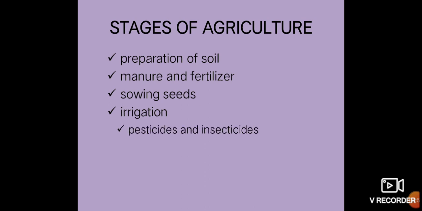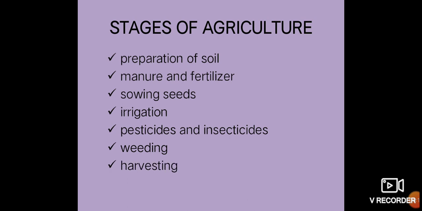The next step is spraying insecticides and pesticides to protect the crop. And then weeding. Already you know that weeding is the process of removing unwanted plants from the field. And then the matured crops are cut and gathered. This process is called harvesting. After harvesting, crops are stored in godowns and granaries. So these are the steps involved in agriculture.